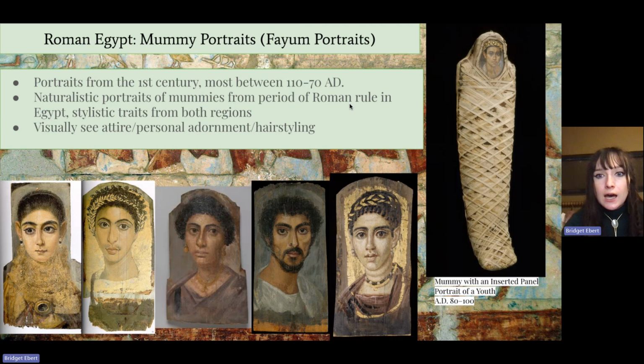This is also depicting a mixed race of people. So you have the Roman Italians and the Egyptian Africans. You visually see the attire, personal adornment, and hairstyling for each of them. So I really love this lady right below me that you can see her braids at the top of her head and the curls.